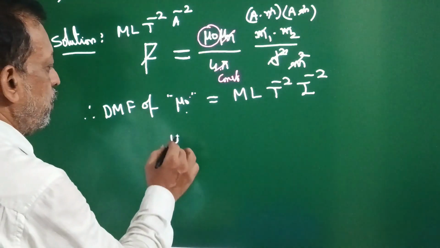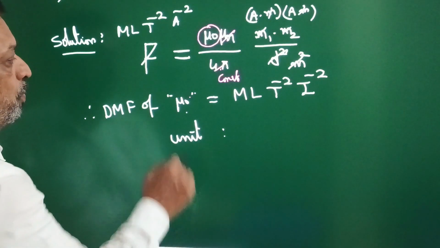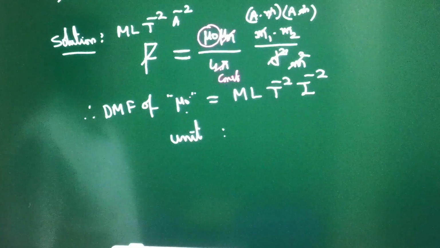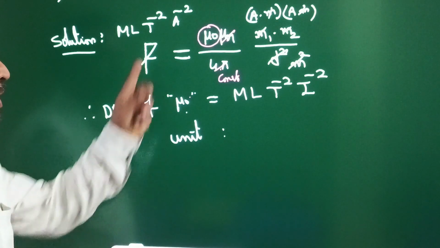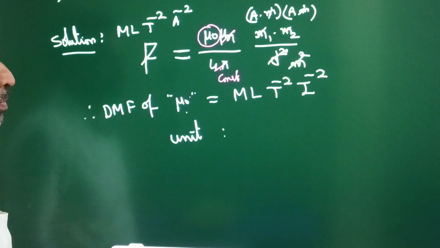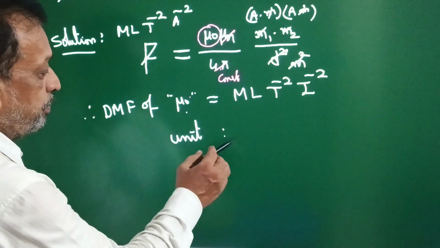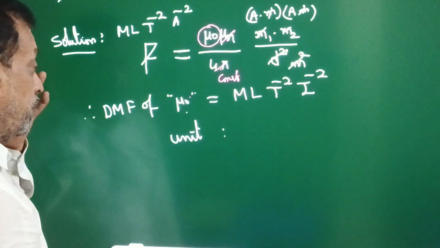Now write the unit. What is the unit? Can you tell, Gayatri? What is the unit of mu naught? Gayatri, you should be active and answer quickly. What is the unit of mu naught? Okay. Rakshita, what is the unit?